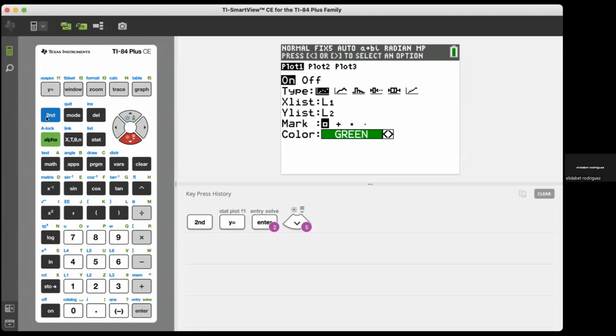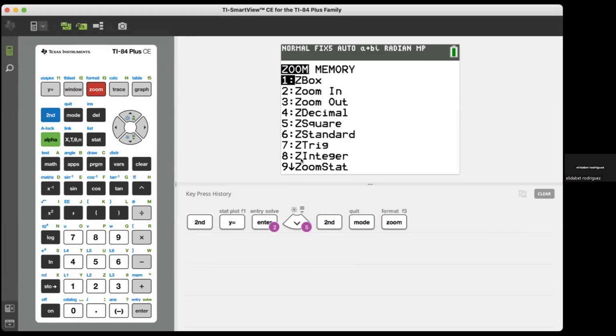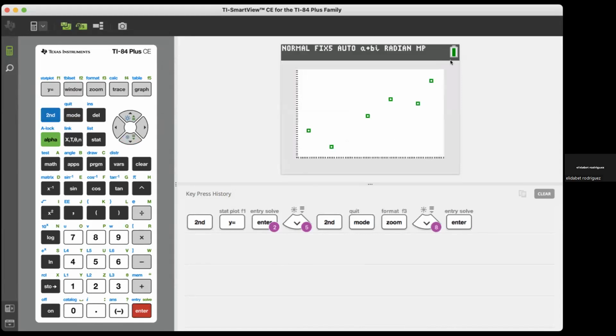Then I'm going to quit from this window because I'm done with all the information from this window. I'm going to quit, second mode quits. Then I'm going to go and click on the top row, choose window. Okay. Actually, no, I'm not going to choose window. I'm going to choose zoom on the top row, gray buttons. I'm going to choose zoom and pick option number 9, zoom stat. Okay. Then I'm going to press enter. And here is your scatter plot.